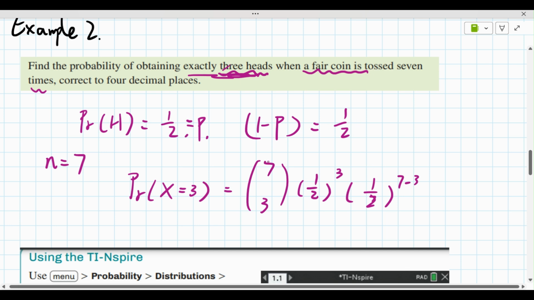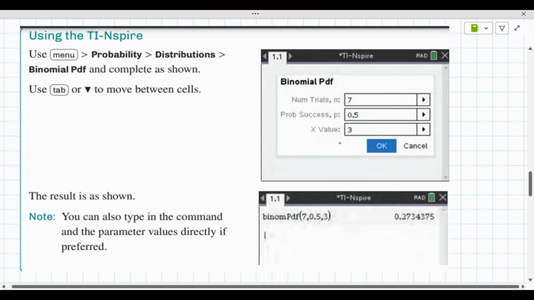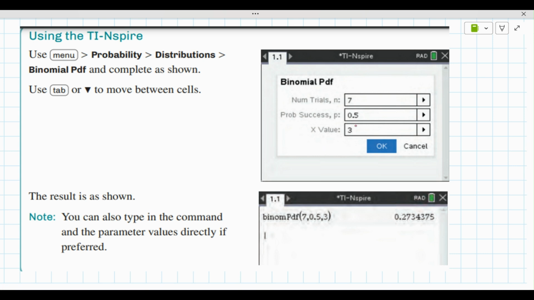And the second half is 1 minus p. Okay, so just be aware. Yep. So here is using the CAS calculator. So you have 7 rows, probability of success is 0.5, x value is 3, and that's how you calculate it by CAS calculator.